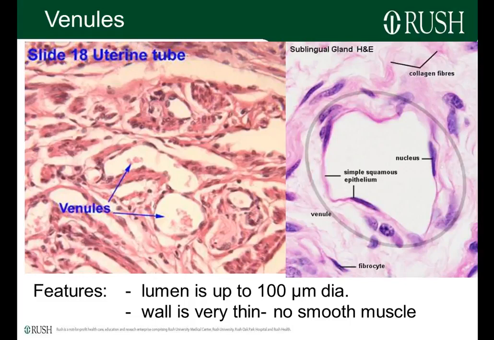So as you go further along the system, you get to venules that are somewhat larger in diameter. These can feature a lumen up to 100 micrometers, but still the wall is very thin. In other words, it's just still a thin endothelial tube with no smooth muscle lining it. And there's a couple of nice examples here. So if you have something that has blood cells in it and you can't see any smooth muscle, it's most likely a venule.